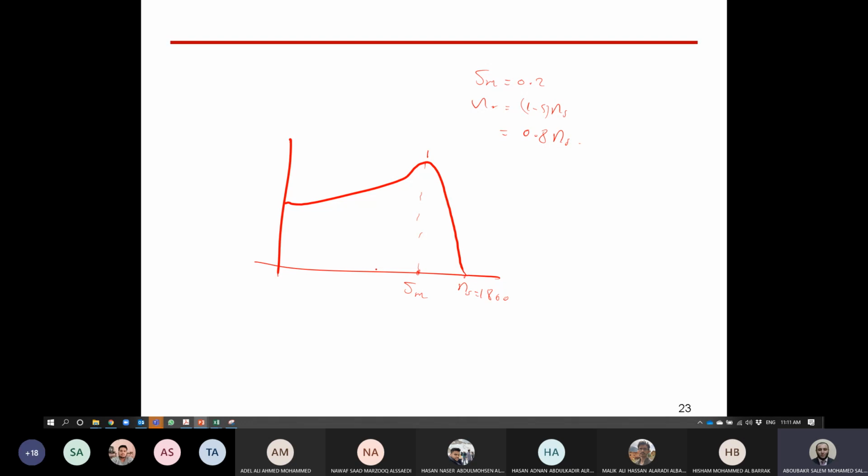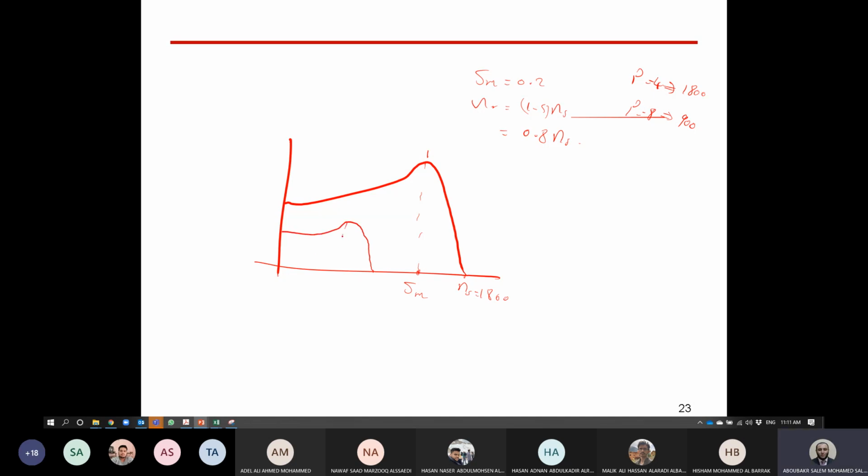Pole changing, instead of having number of poles equal 4, which is corresponding to NS equals 1800, if we change it to number of poles equals 8, so the NS now will be 900 only. Right? So if we change the characteristic by changing the number of poles, now NS will be 900 only. So the new characteristic will be like that.